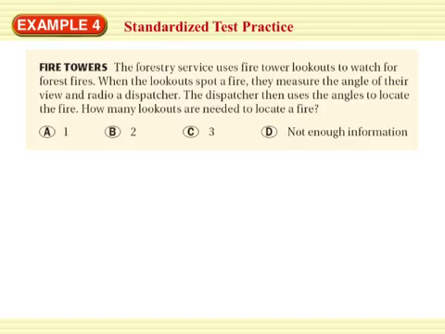Alright, crazy example. The Forestry Service uses fire tower lookouts to watch for forest fires. When the lookouts spot a fire, they measure the angle of their view and radio a dispatcher. The dispatcher then uses the angles to locate the fire. How many lookouts are needed to locate a fire?